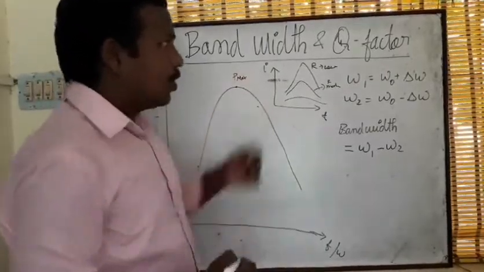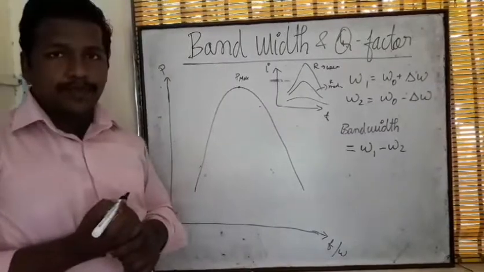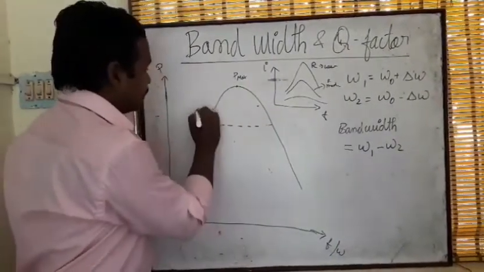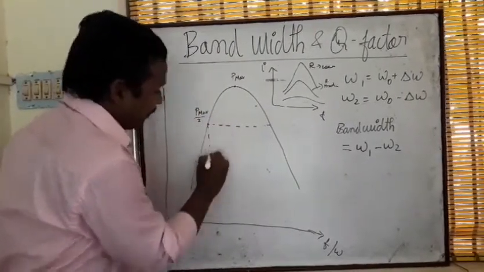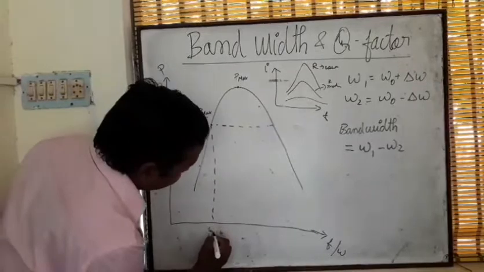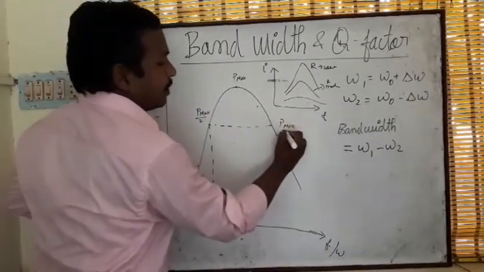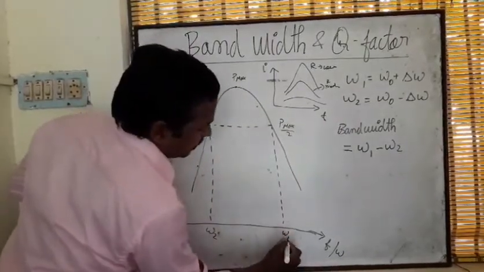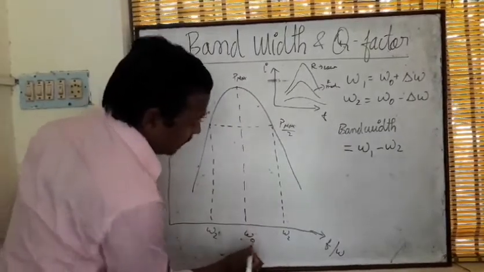I want to show you how to calculate the Q factor and the bandwidth. Okay, it's the power maximum. This is the place where the power is maximum by 2. Left side, which one we are going to call the lower band. So the power maximum by 2, that side we are going to call the higher band. So the center we can call the resonance value, it's omega naught.